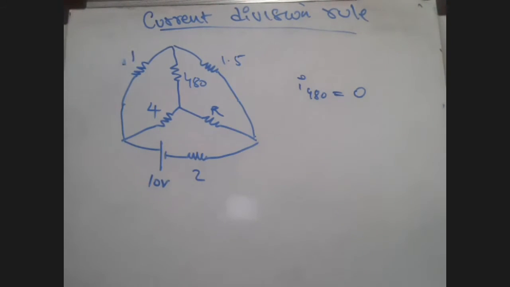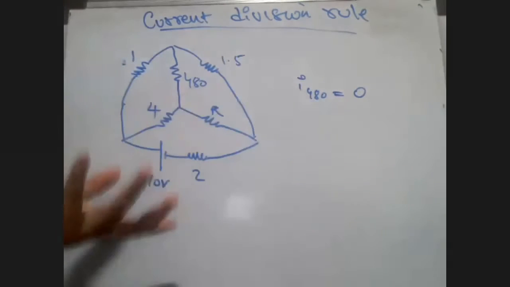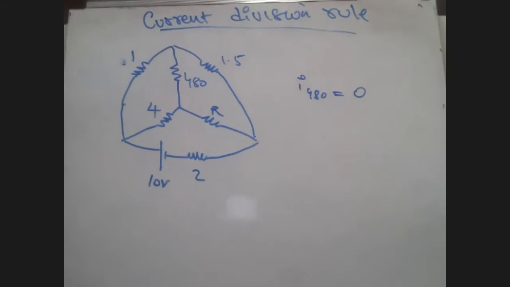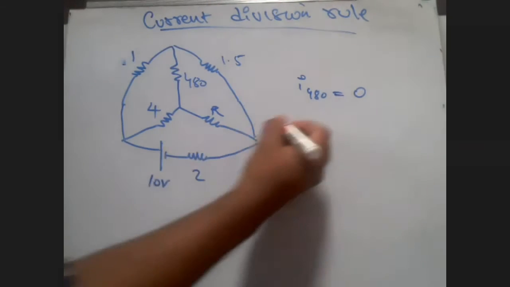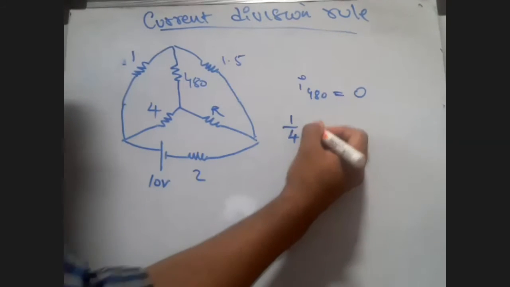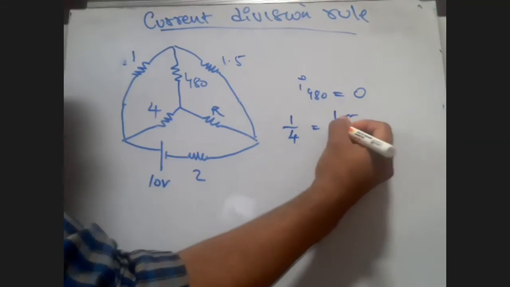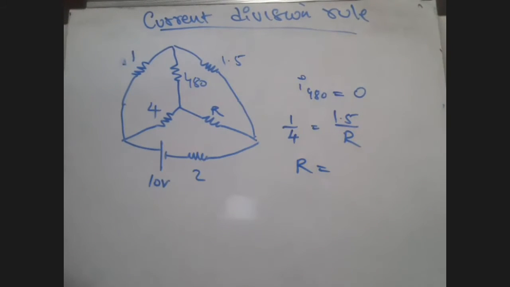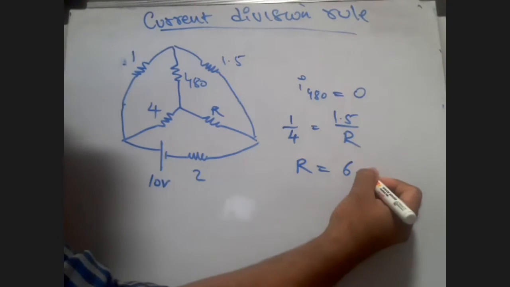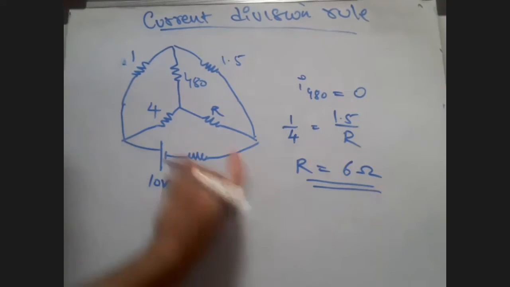So right now, if current through 480 ohms is 0, I can apply the Wheatstone bridge balance equation, that ratio of R1 upon R2 equal to R3 upon R4. In that case, I can say 1 upon 4 equals 1.5 upon R. And in this case, we got R to be how much? 6 ohms. Yes or no? Yes, sir. So that way we got 6 ohms.